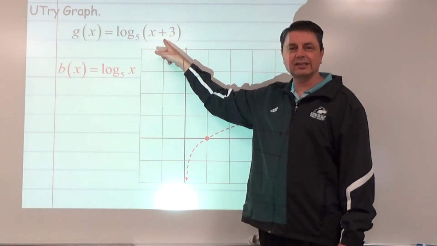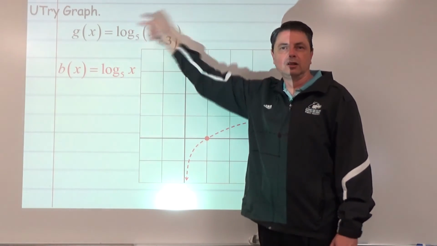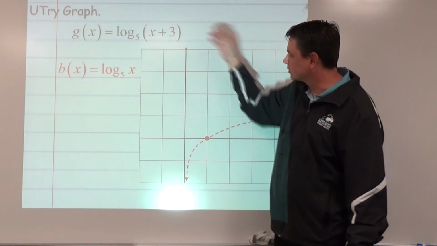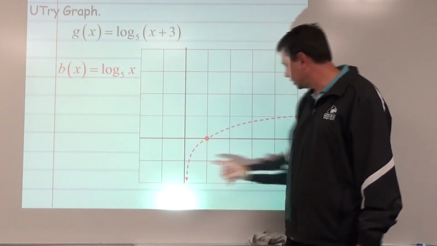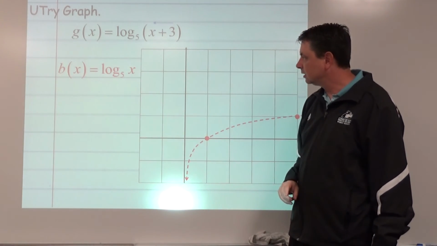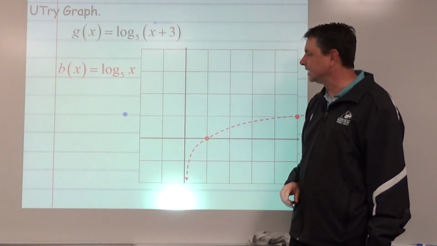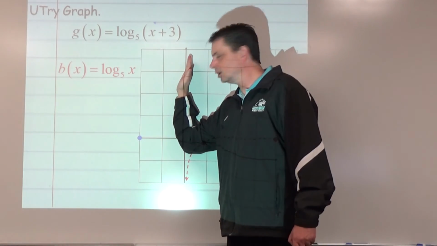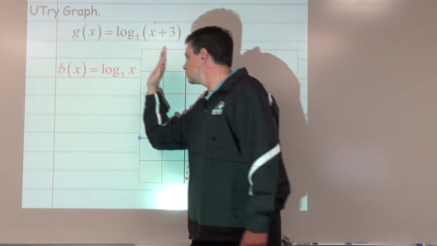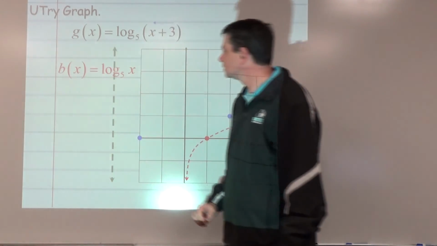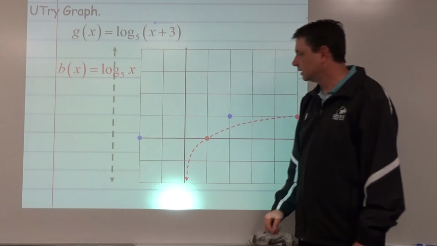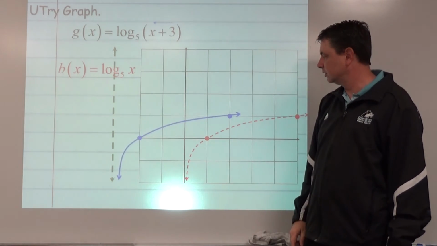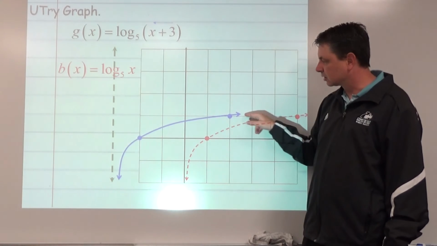We're going to shift inside parentheses, think opposite, left 3, nothing out here. So just left 3, left 3, left 3. Let's redraw the asymptote. It was here, so we're going to go 3 left, 1, 2, 3. And draw the curve. It's tough. Make sure it's still going up there.